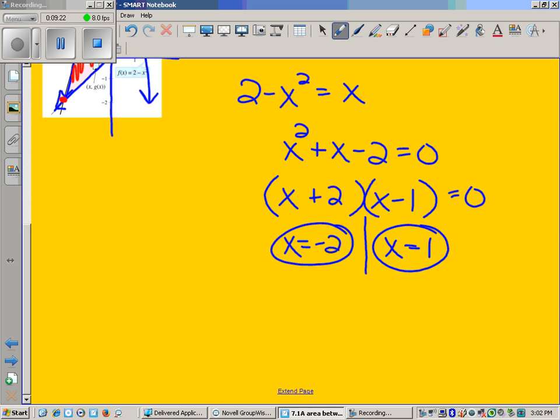So what does that mean about my two graphs? It means that my two graphs intersect at x equals -2 and x equals +1. Isn't that what we said when we looked at the actual graph?